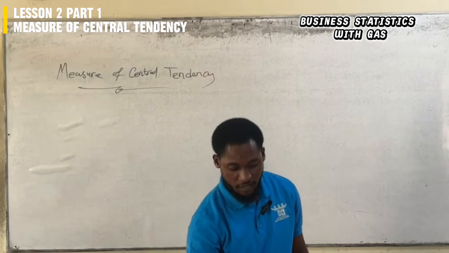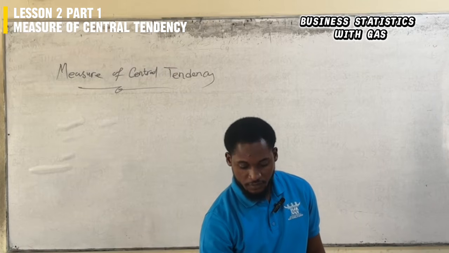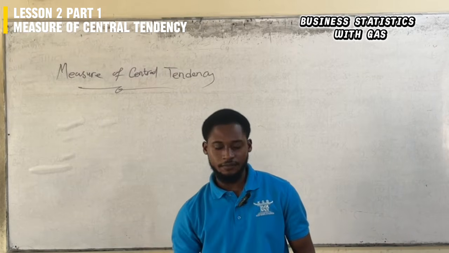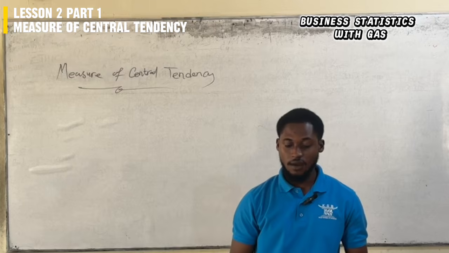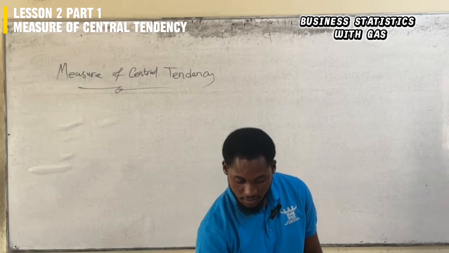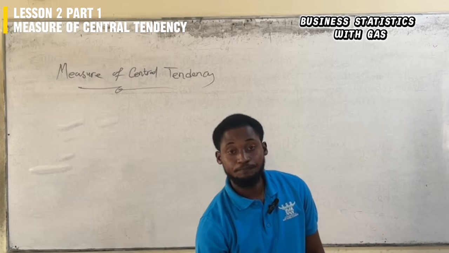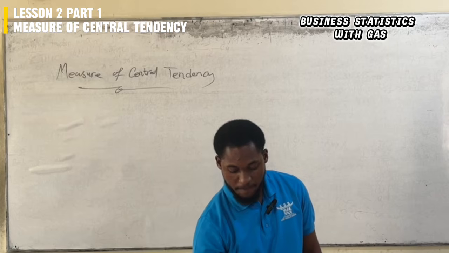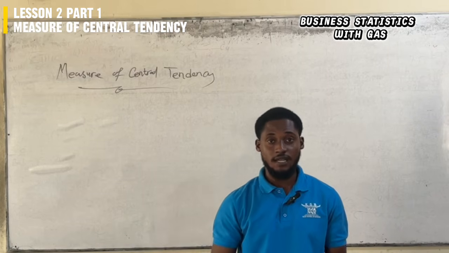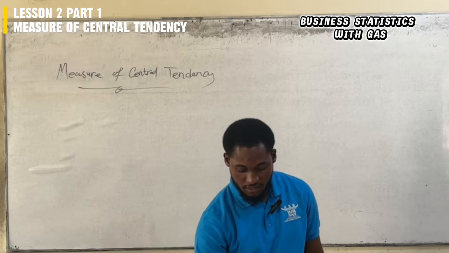So when we talk of measure of central tendency, it is a single value that summarizes a set of data. It actually locates the center of the values. For the sake of this study, the measures of central tendency to consider are arithmetic mean, weighted mean, mode, median, and geometric mean. So we'll be taking this one after the other, explain and solve examples under these measures of central tendency.